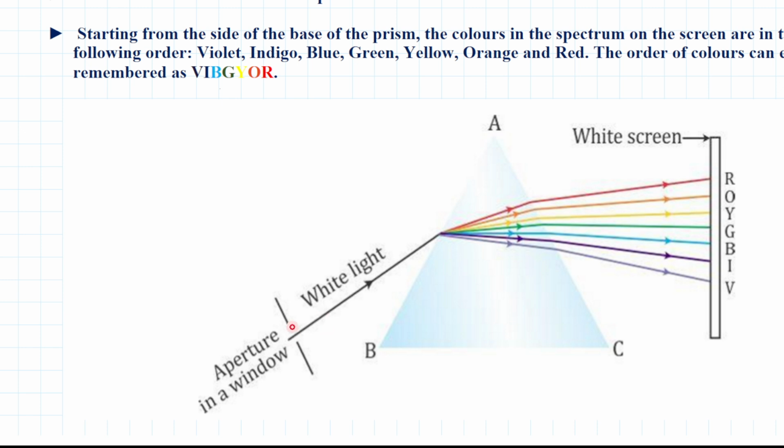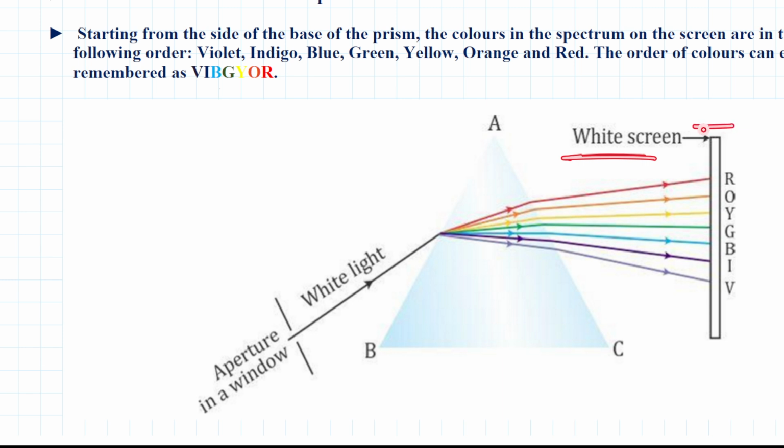So here I can see this is a small aperture in a window, and the white light is passing through this prism, and that is divided into 7 different colors, that is V, I, B, G, Y, O, R: violet, indigo, blue, green, yellow, orange, and red. These are the 7 colors.